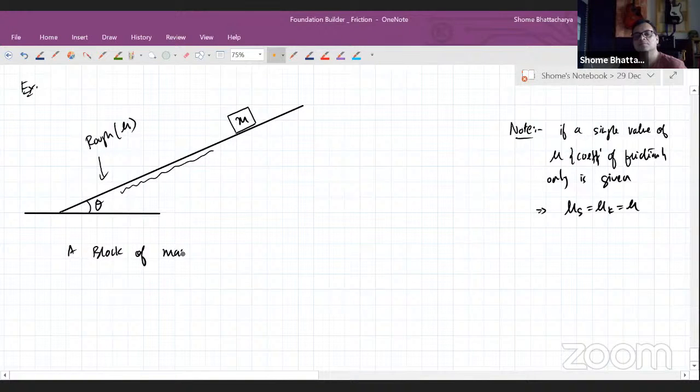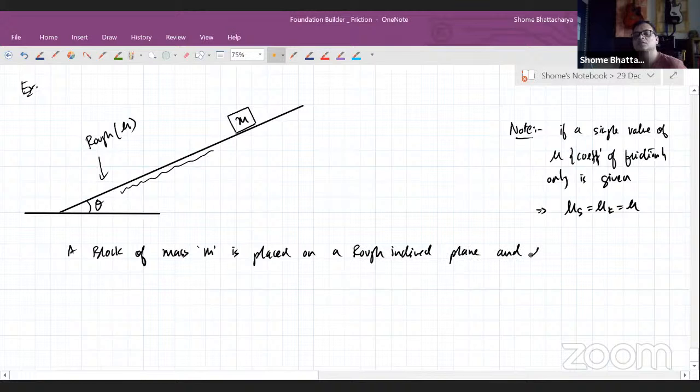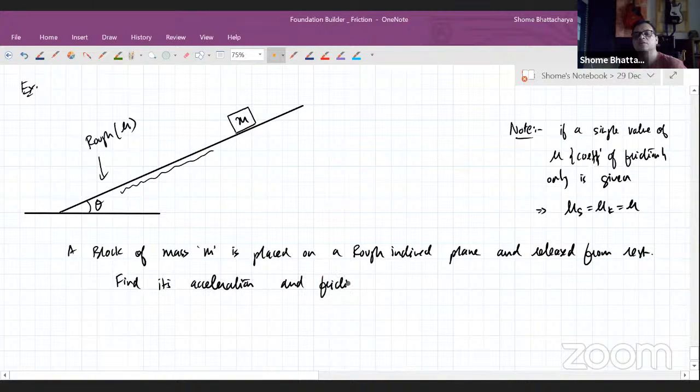Okay. So a block of mass m is placed on a rough inclined plane and released from rest. Find out its acceleration and the friction acting on it.